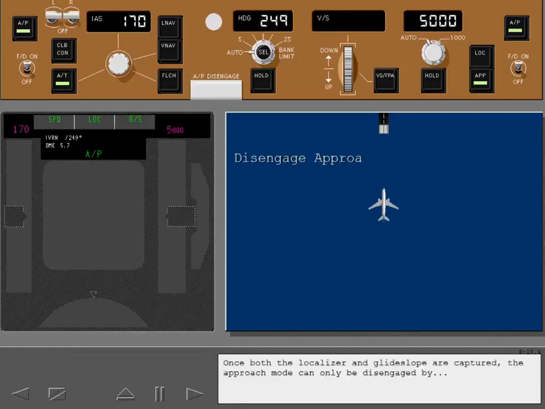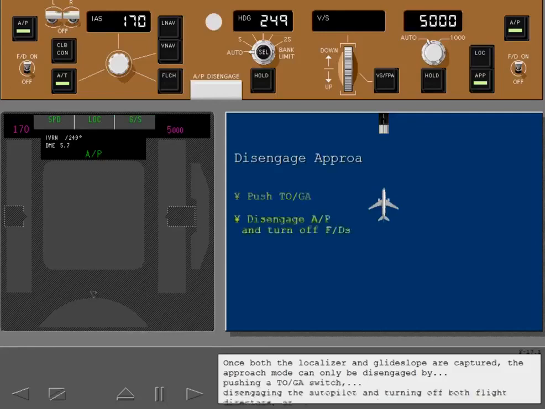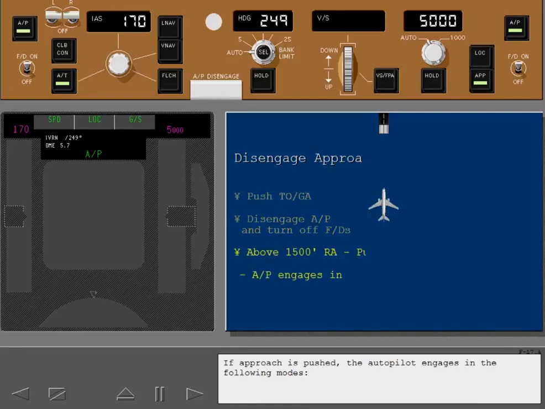Once both the localizer and glide slope are captured, the approach mode can only be disengaged by pushing a toga switch, disengaging the autopilot, and turning off both flight directors, or, if above 1,500 feet radio altitude, pushing the approach switch a second time. If approach is pushed, the autopilot engages in the following modes.